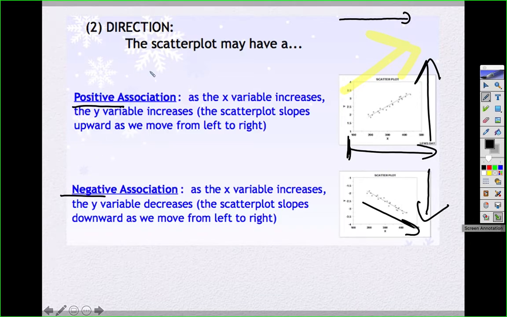We use the word association because the points are associated in a positive direction. We don't use the word slope here for direction because slope is only once there really is a line. On a scatter plot, the line comes later. It starts as just points. Think scatter, it's just points. No line yet on a scatter plot. So that's why we say positive association or negative association for the direction.